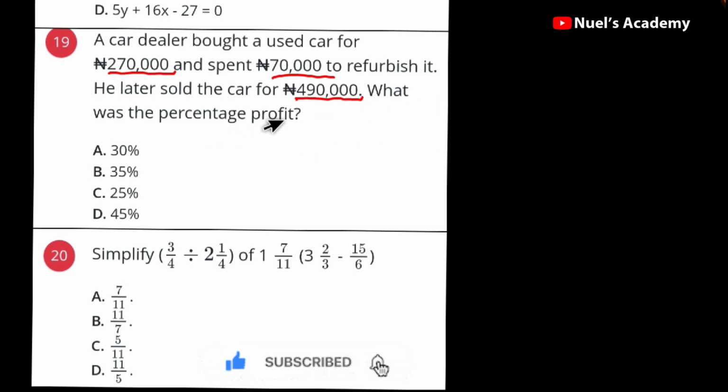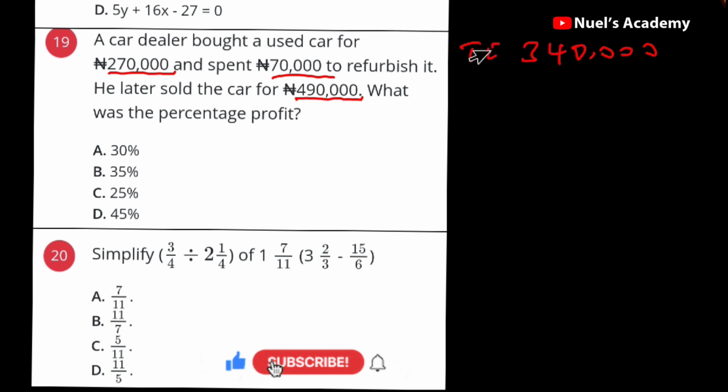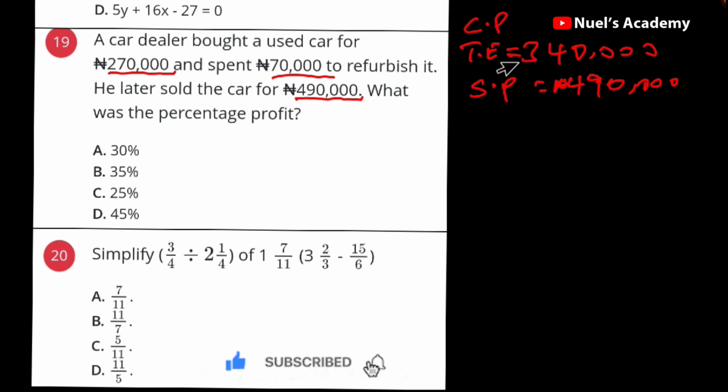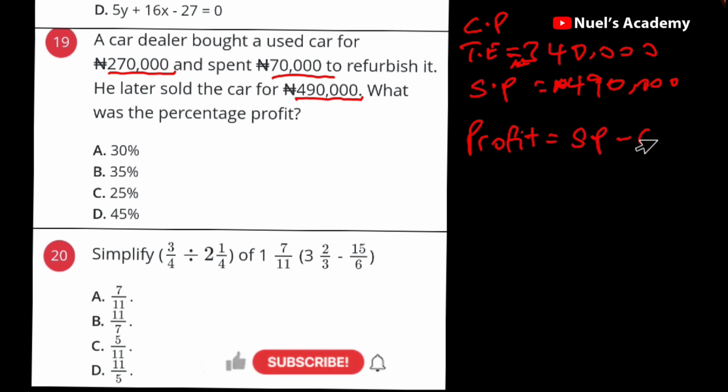Now, the total amount spent here is 270,000 plus 70,000, which is equal to 340,000. Now, this is the total expenditure or total amount spent. Now, he later sold the car for 490,000. That is the selling price. Now, we can say that this one is the cost price, right? So, selling price is 490,000 naira. Now, profit is equal to selling price minus cost price.